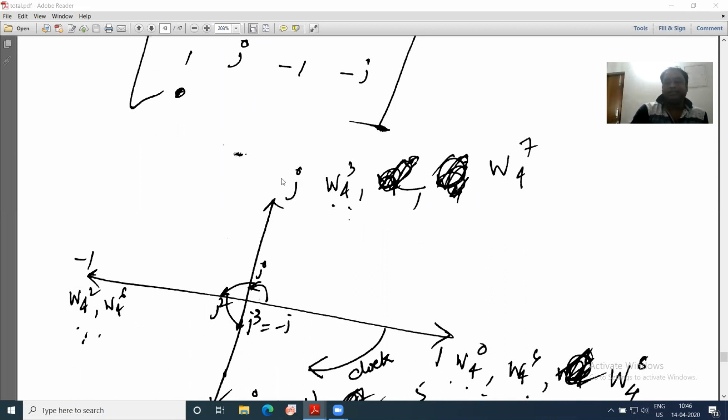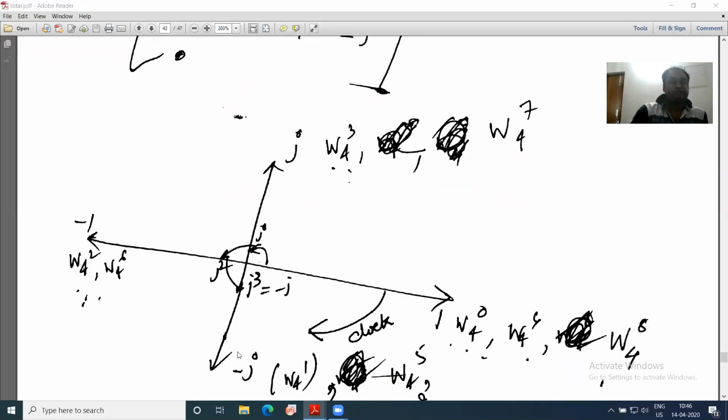J is essentially a 90 degree phase shifter. For example, from this to this is 90 degrees. So this to this is 90 plus 90, 180, and this will multiply by j. So j into j is j squared, right? j squared equals minus 1. Then j cubed equals minus j. Then j to the power 4 equals 1. Like that. So j is essentially a 90 degree phase shifter. Agreed?